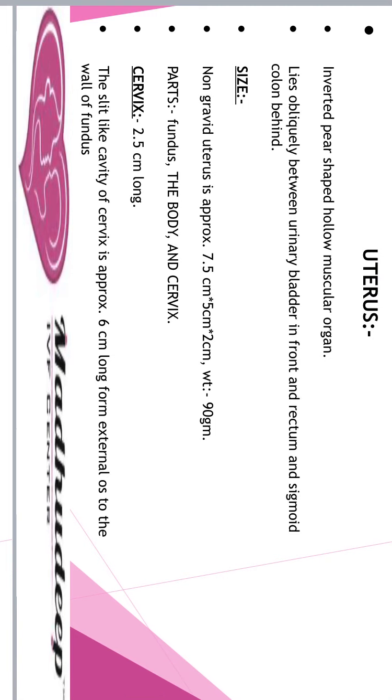Then the uterus. It is an inverted pear-shaped hollow muscular organ, lies obliquely between the urinary bladder in front and the rectum and sigmoid colon behind.